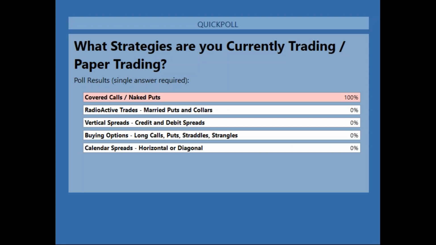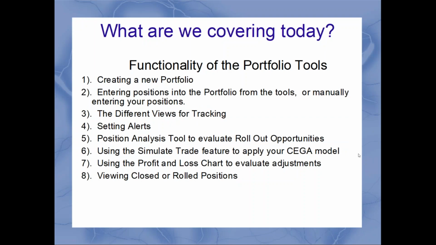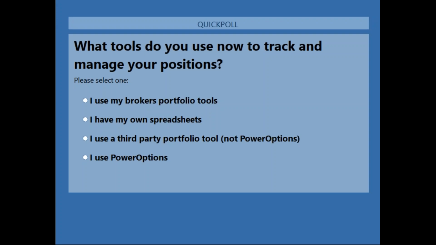Now, let's go ahead there. Let's hide those results. And just curious to know now, what type of tools do you use now to track and manage your positions? Are you using the portfolio tools at your brokerage? Do you keep your own spreadsheets for tracking positions and evaluating maybe rollout opportunities or more? Do you use a third-party portfolio tool? Or are you currently using PowerOptions?